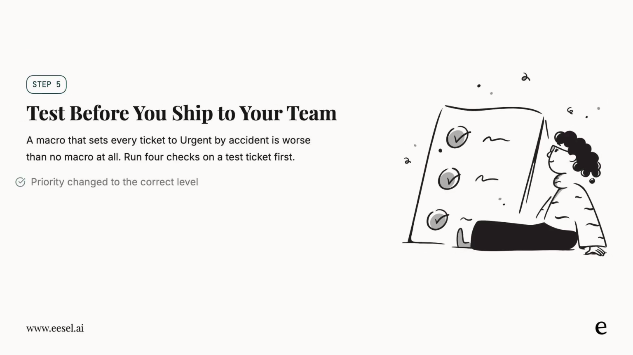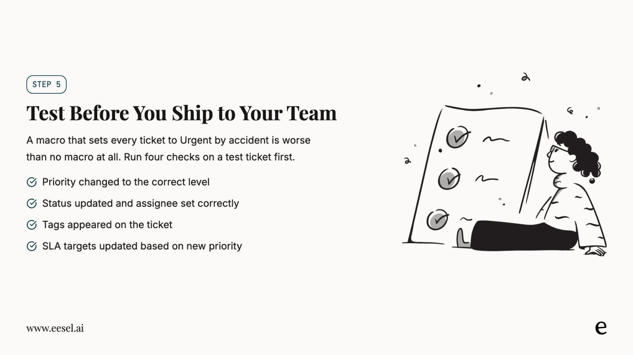Click Create to save, then test on a real ticket before announcing this to your team. Verify the priority changed, the status and assignee are correct, the tags appeared, and the SLA target updated. A macro that silently sets every ticket to urgent is worse than no macro at all.